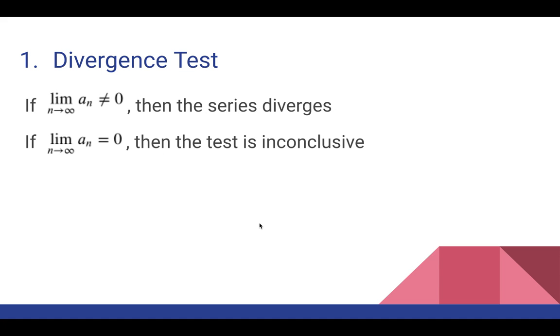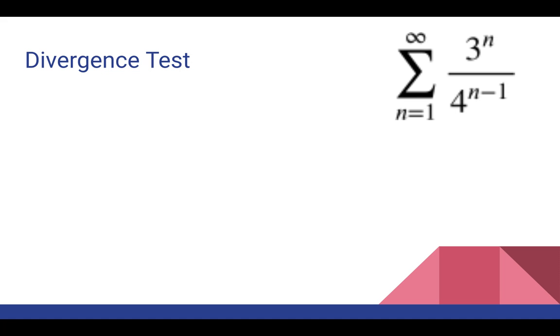So the first test that we're going to do is the divergence test, which basically states that if the limit as n goes to infinity of the sequence is not equal to 0, then the series must diverge. But if it is equal to 0, then the test is inconclusive. We can't figure out whether or not it converges or diverges. So we have to find the limit of this sequence right here.